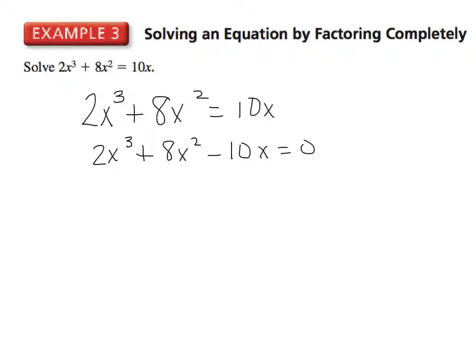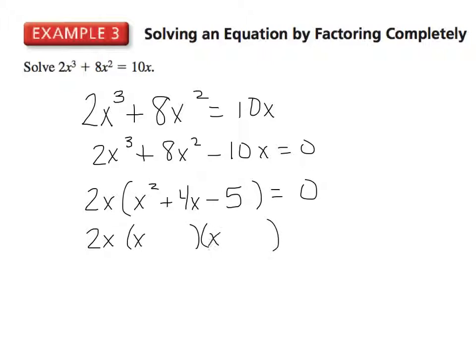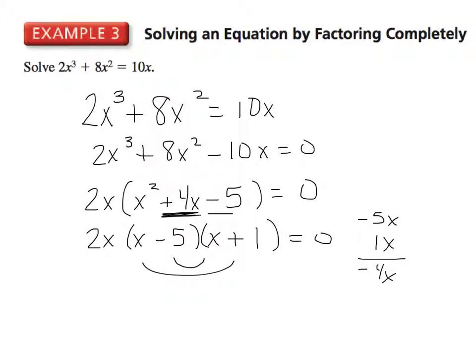Step 2. Factor out a GCF. Now what's the GCF in this case? We can take out a 2x. If I factor out a 2x, that would give me x squared plus 4x minus 5. Now, I factor into binomials. X and x, I want a negative 5, so let's try negative 5 plus 1. Well, let's see. That gives me negative 5x. And 1x, well, that's not what I want, because that gives me negative 4x. I want positive 4x.